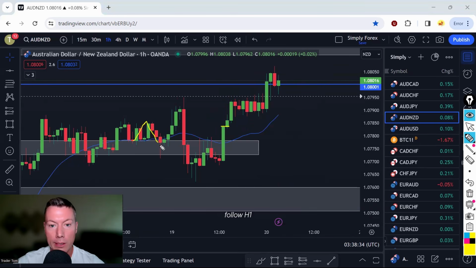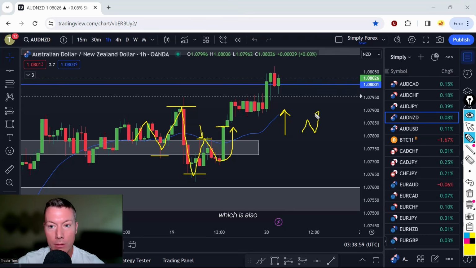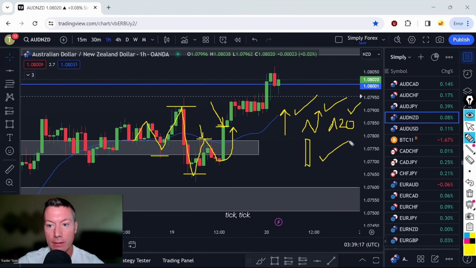If we just follow H1 structure, we were in a downtrend. We were getting lower highs, lower lows. As soon as we saw this candle here, it ticked all of the boxes. We were with an H1 uptrend. We broke a high, which is also what we need. At this point, price is above the moving average 20. And at this point, we got a nice bullish H1 candle. So tick, tick, tick, tick.